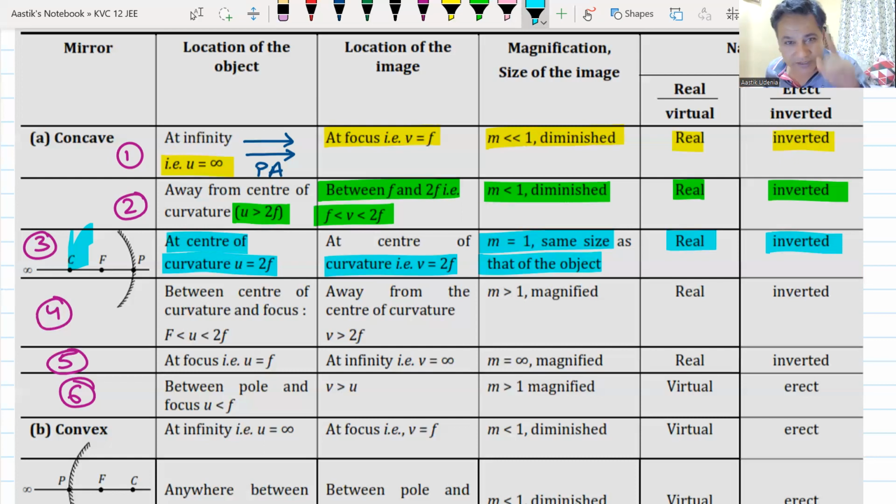Only position where you get magnification one. Remember, in a mirror, not everywhere is magnification one. In a plane mirror, it is; in a concave mirror, only at one position it is one. When the object is at infinity, magnification is almost zero. When it is coming closer, the image is becoming bigger. At the center of curvature, my dear friends, the image becomes the same size as the object. I hope you are understanding what I'm stressing on. Image is getting bigger and bigger. Do you understand this?